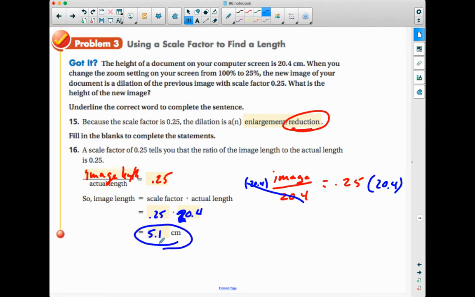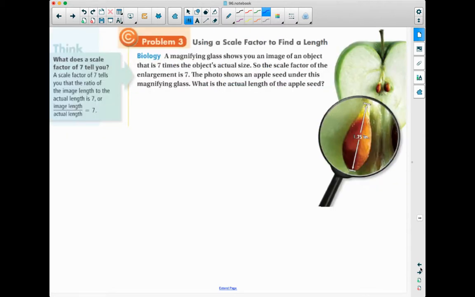So now the file on my computer screen has shrunk to 5.1 centimeters high instead of 20.4 centimeters high. Go ahead and pause the video and try this one on your own. Just in case you can't see exactly what this says, this is 1.75 inches.